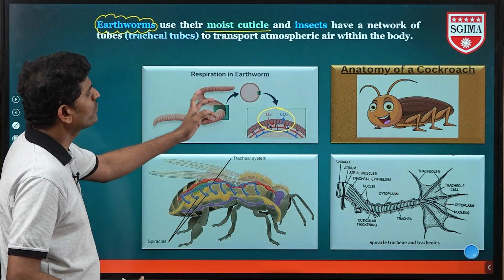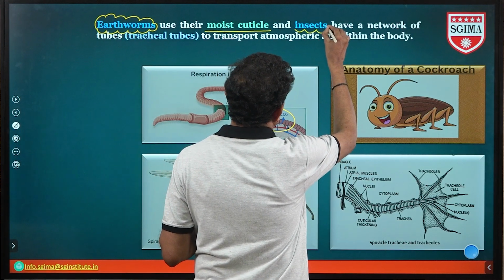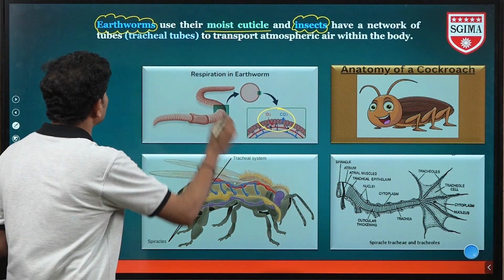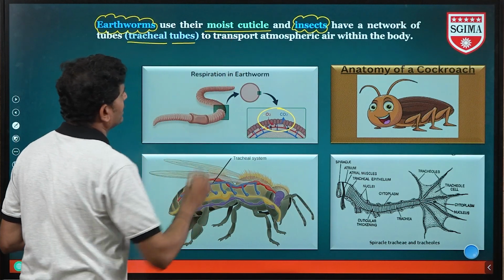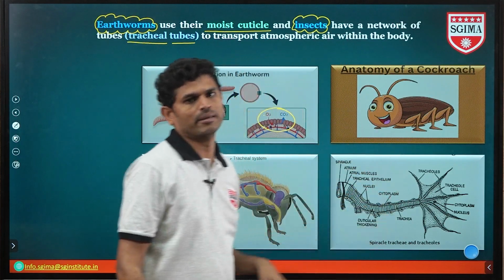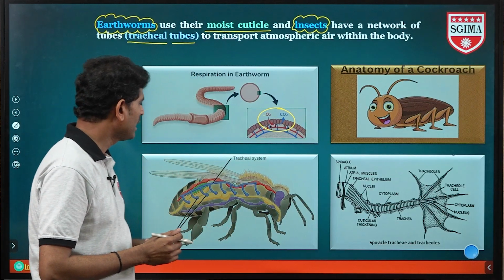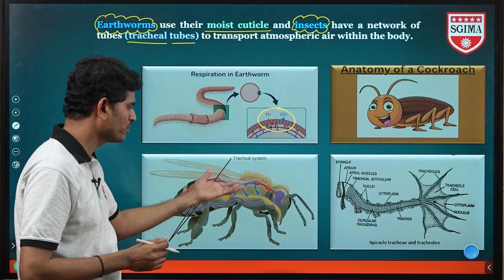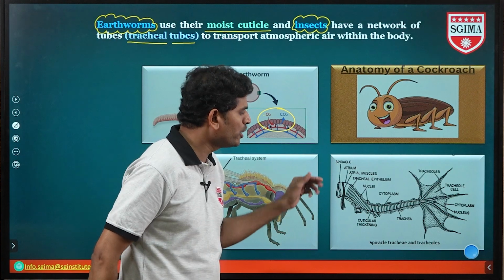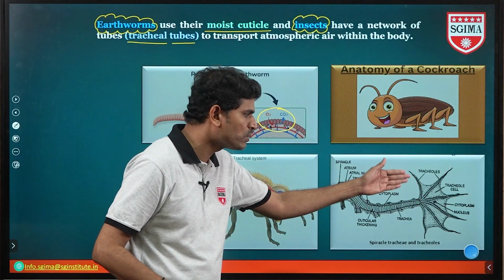ओके, सो एक्सचेंज ऑफ गैसेस विल बी टेकिंग प्लेस बाय द सिंपल मेथड. एंड नेक्स्ट वन इज द इंसेक्ट. इंसेक्ट्स बोले तो कौन सा? दिस इज द फाइलम आर्थ्रोपोडा. So they have a network of tubes, that is known as tracheal tubes, to transport the atmospheric air within the body. Here somewhat different. So this is a cockroach, insects, and this is a wasp-like organism. So this is also an insect, and ये दोनों organisms में ये separate system, a tubular system from outside to inside, directly cells को ऑक्सीजन को सप्लाई कर सकते.